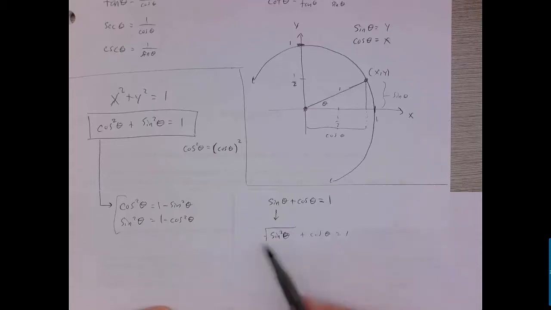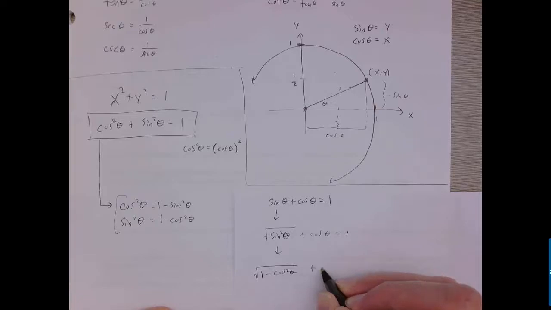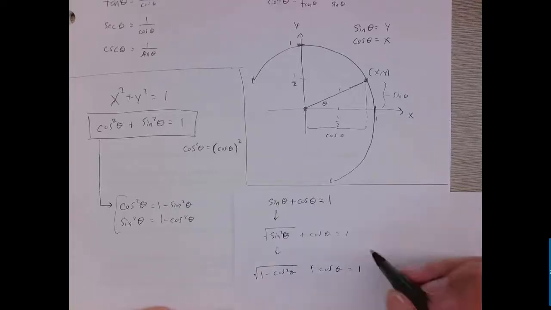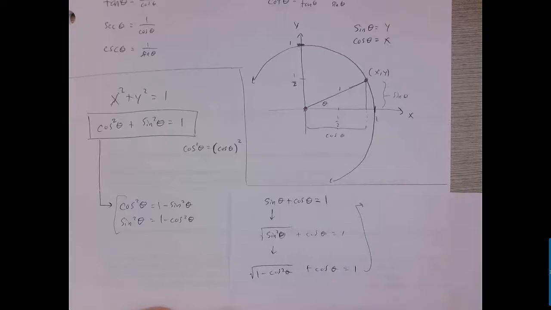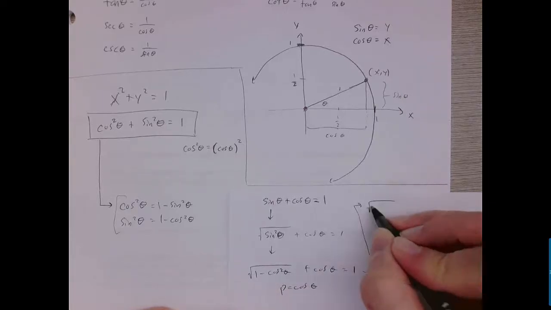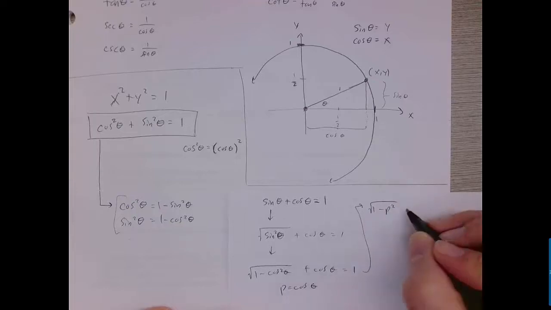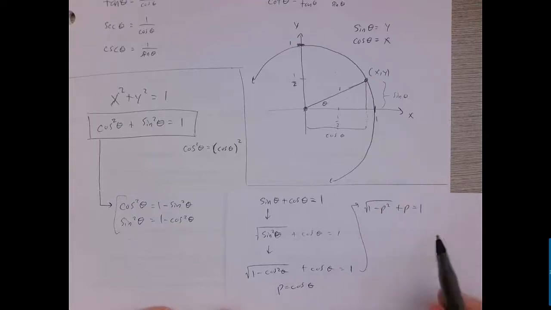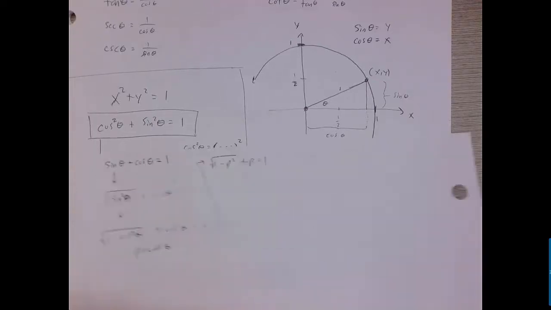So now we can apply this identity because we can rewrite sine squared as 1 minus cosine squared. So now we've got the square root of 1 minus cosine squared plus cosine theta equals 1. This is great because now we have only the same type of trig function. And so now you can start to substitute using blob. So let's call p cosine theta. Now you've got the square root of 1 minus p squared plus p equals 1. And you can start solving. Here, let's pop this over here like this.